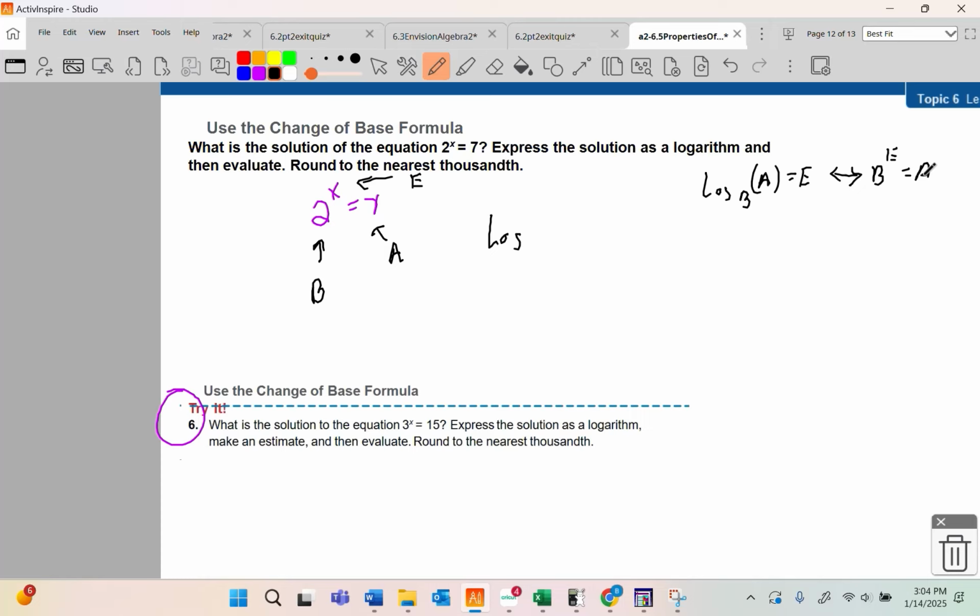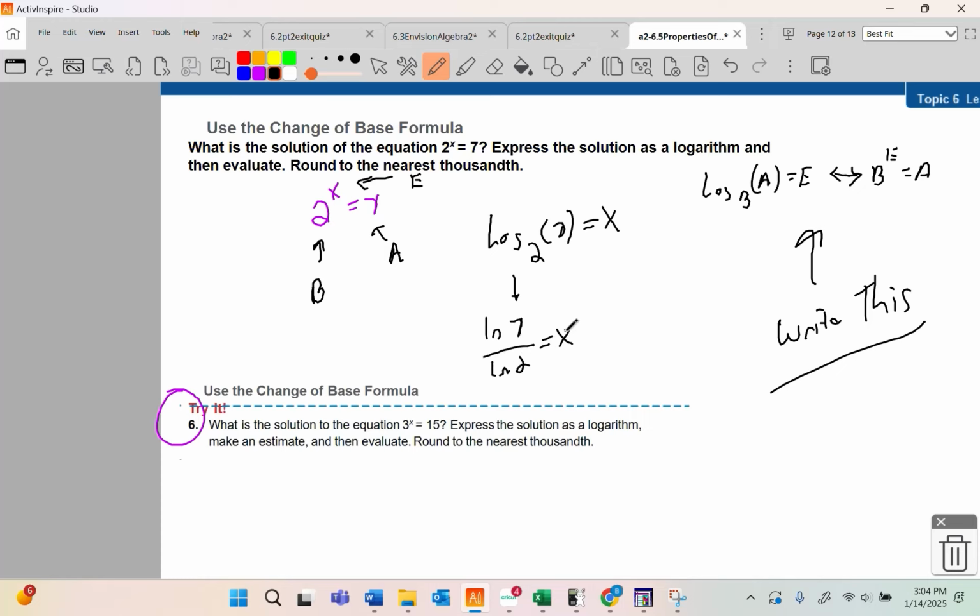So that's why I did this. And again, write this. Log is bay. Doesn't get any easier. I have a logarithm base 2. My argument is 7, and that would be my x value. Now, I don't have a log base 2 button on the calculator, so I got to do change of base. And I like ln. ln 7 over ln 2 is x.